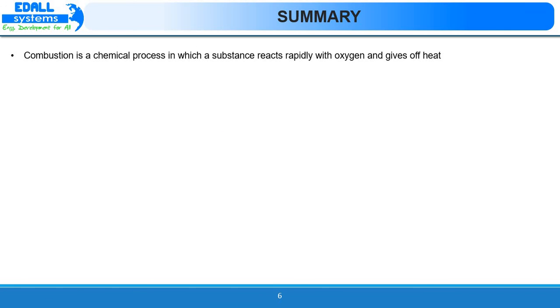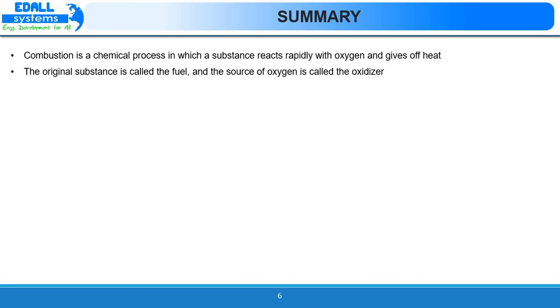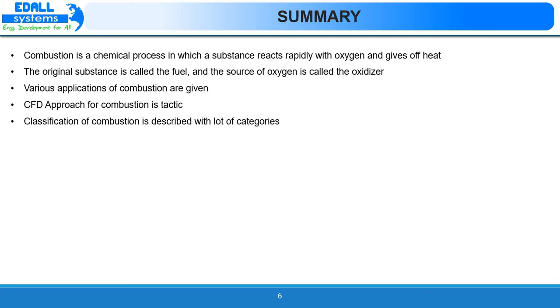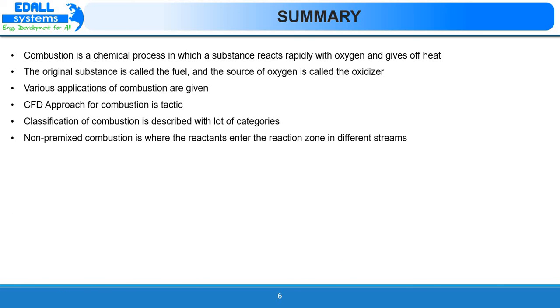So what we studied in this class: combustion is a chemical process in which a substance, a fuel, reacts rapidly with oxygen and gives off heat. The substance is called fuel and the oxygen present is called the oxidizer. Then we have seen various applications of combustion, and that the CFD approach for combustion is tricky. Then we saw the classification of combustion with various categories, out of which non-premixed and premixed we are studying. Non-premixed is where the reactants enter the reaction zone separately, while premixed is the kind of combustion where reactants are mixed thoroughly before they are ignited.